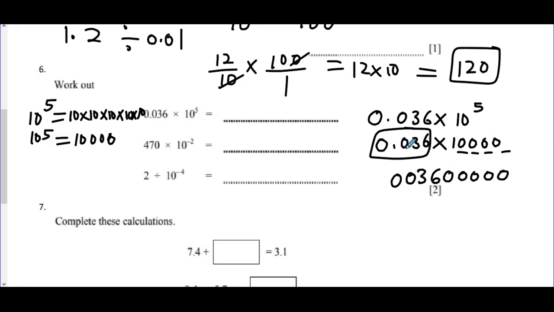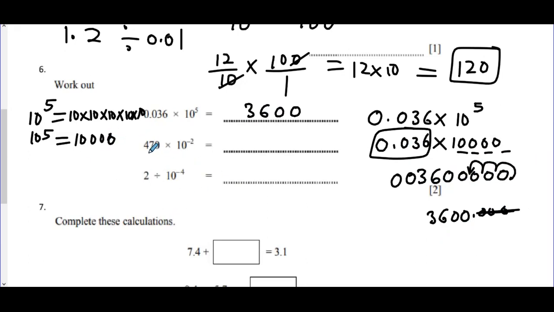Then count the number of decimal places you have. You have 3 decimal places, so count 3 decimal places from your right hand side going left hand side. So you have 1, 2, 3, and the answer will be 360.000. You can delete all of this, and the answer becomes 3600. Okay. I hope that is clear.